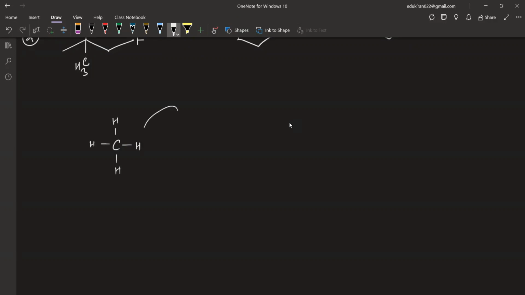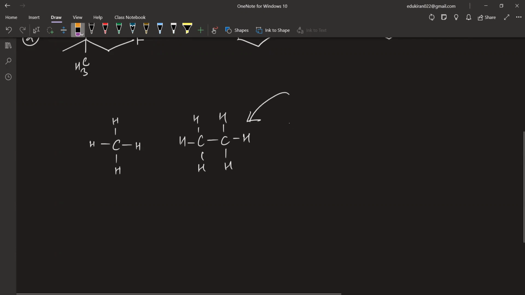Now, if I want to add any more hydrogens, I cannot add any more hydrogens here with any reactions also. Similarly, if I have 2 carbon atoms, the maximum number of hydrogens that can be present with 2 carbons is 6. Now, when I have 6 hydrogens, I cannot add any more hydrogens. With any reaction, I cannot add.